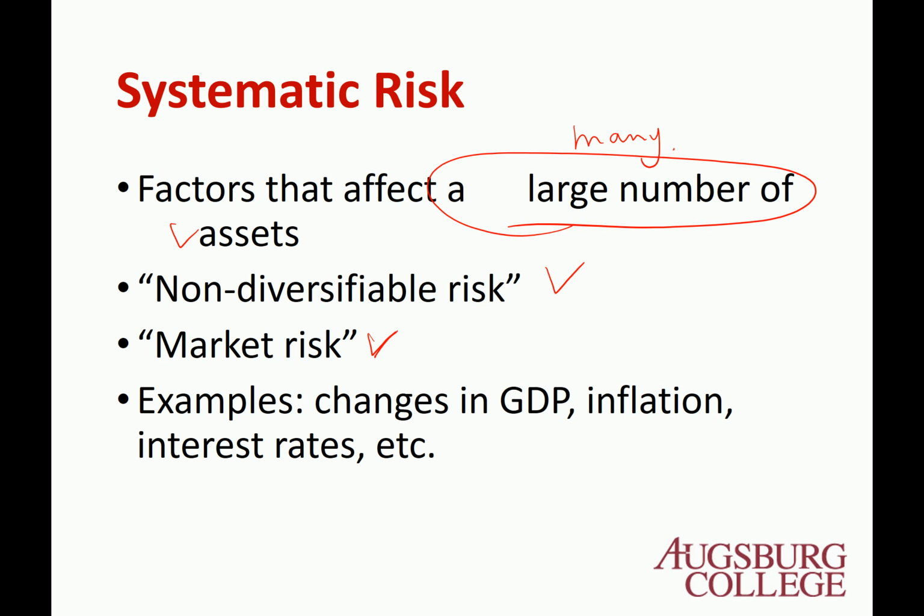There's a number of examples here. So macroeconomic factors is a typical example. Change in GDP, inflation, interest rate, and any type of news that affects the market itself, like political changes, Donald Trump. That's the market risk. You cannot control. Then that's the market risk, systematic risk, and non-diversifiable risk.